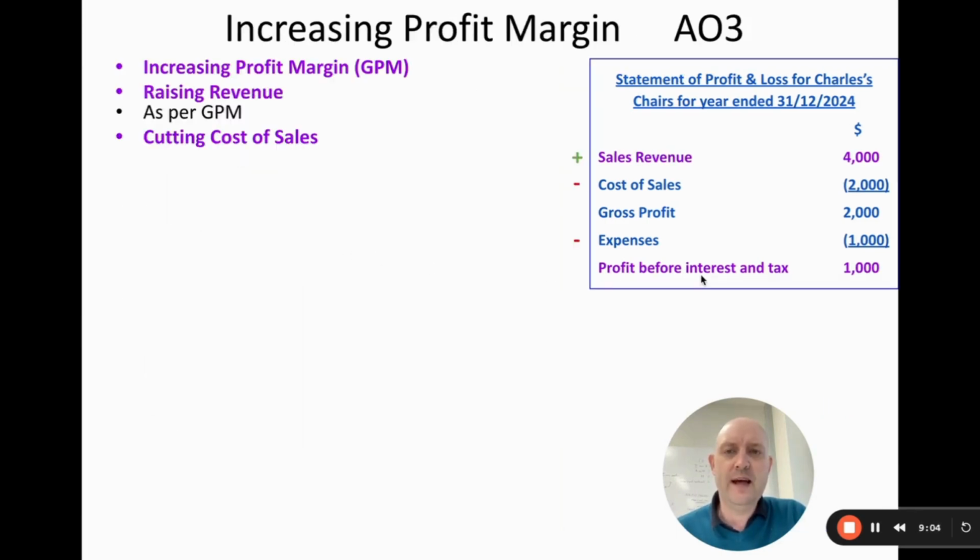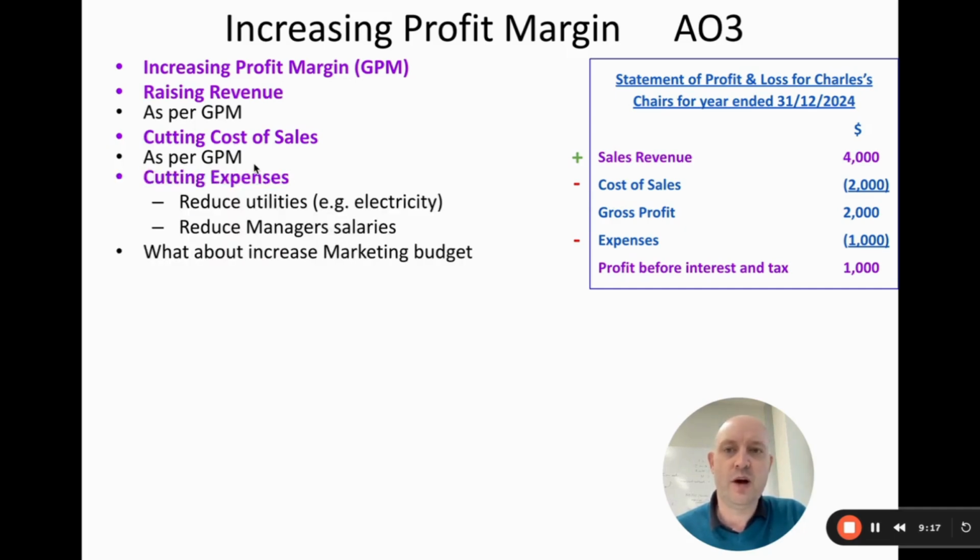In order to increase that, well, it's very similar as per the gross profit margin. So we basically want to boost revenue by more than we boost costs. We can also cut costs, but also we can actually cut expenses as well. So things like we could reduce utilities, we could reduce managers' salaries.